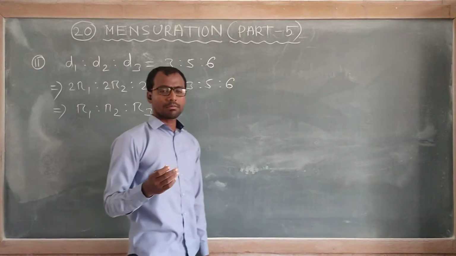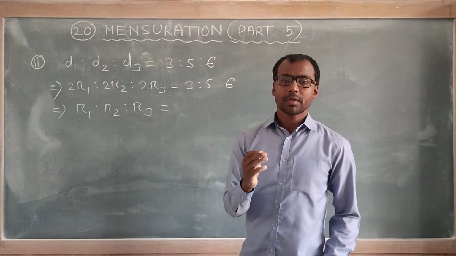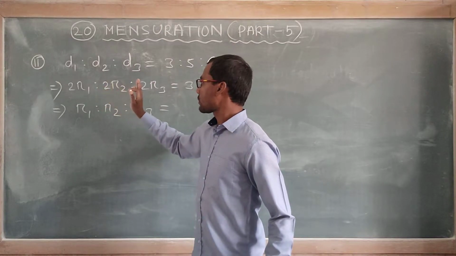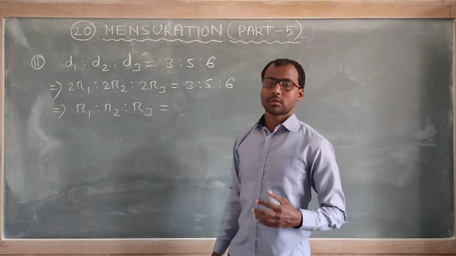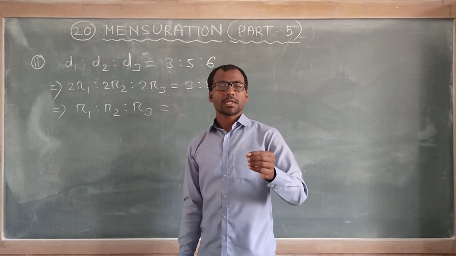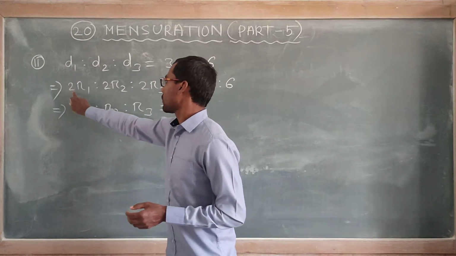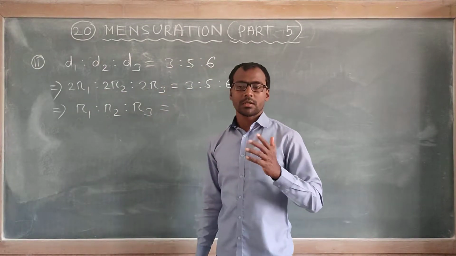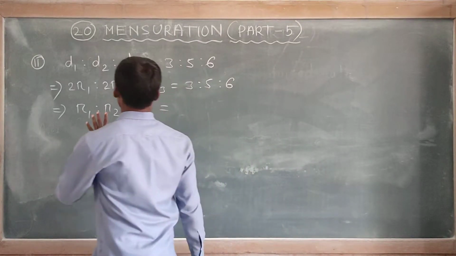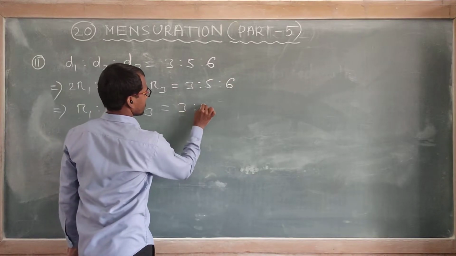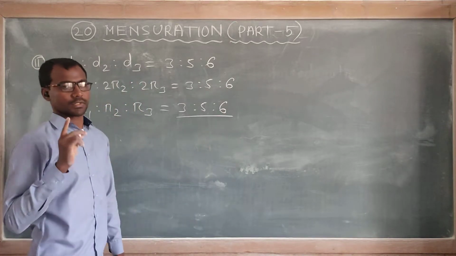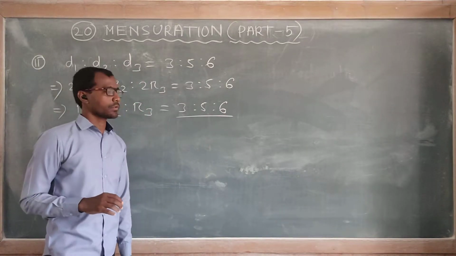Remember, if the same number is with each term of a ratio, this is a ratio having three terms, 2r1, 2r2, 2r3. Okay, so a ratio can have two terms, three terms, four terms, it can have any number of terms. But if there is something common, just like here, 2, 2, 2, then you can neglect it. So r1 is to r2 is to r3 is 3:5:6. There will be no change in the value of the ratio. So the same ratio 3:5:6.